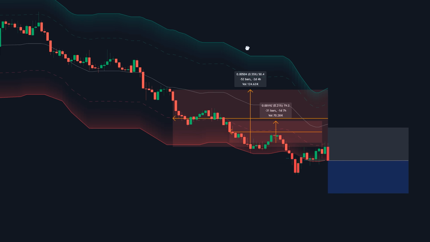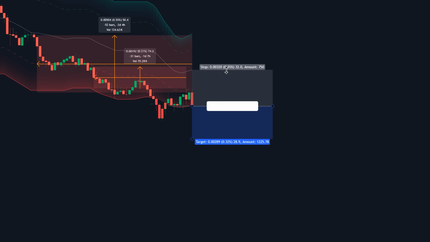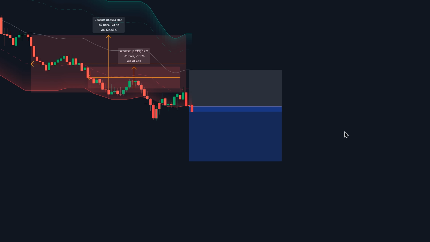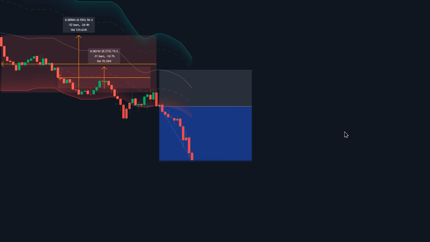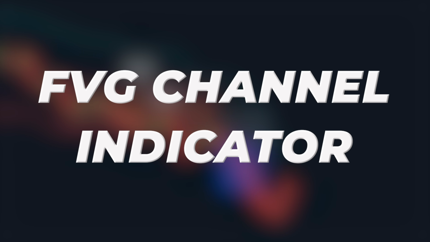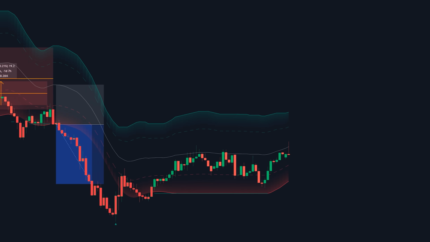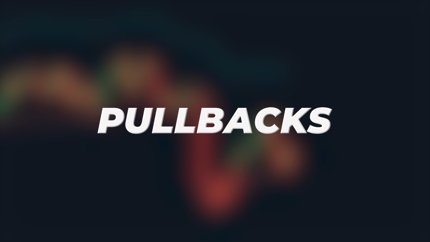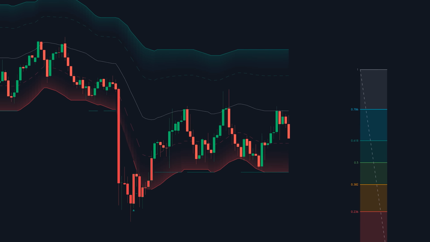Stop loss should be placed leveled with the midpoint. The take profit can be set at 1.5 times the risk. Letting the trade run, and it was profitable. In summary, the FVG Channel Indicator combines fair value gaps and Fibonacci retracement levels to identify trends, breakout points, and pullbacks, offering precise trading signals in trending markets.